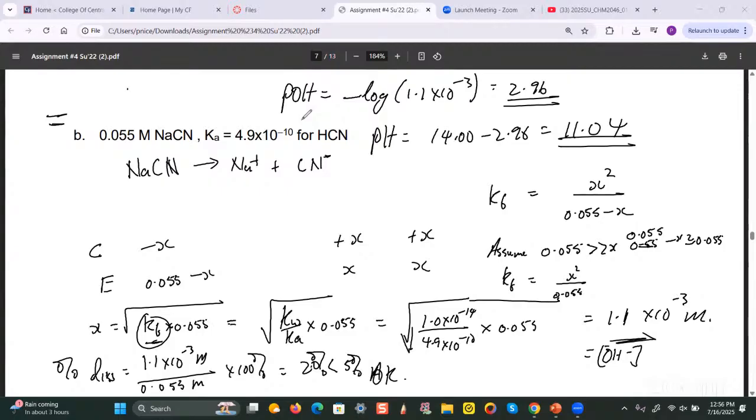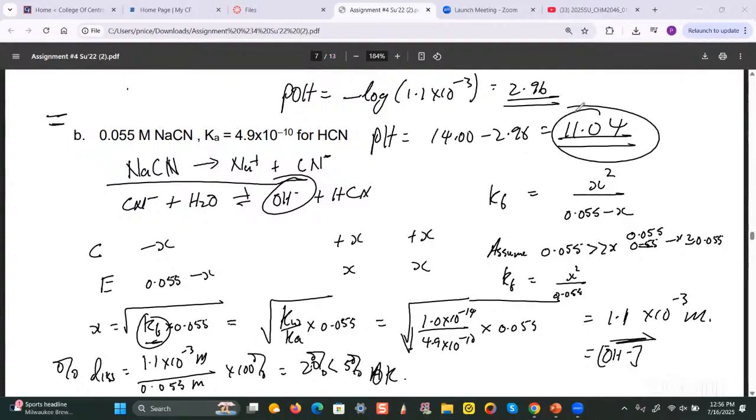So therefore, we have two equations. The first equation would be this right here, and the second equation is where the cyanide will react with water to form OH minus and HCN. And it is the OH minus that makes the solution basic, all right? And of course, that is confirmed by the fact that the pH that we calculated ultimately is 11.04, which of course means that the solution is basic, all right? Okay, any other questions?